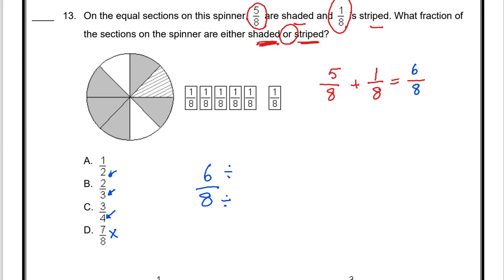Can you divide 6 by 4? No. So you cannot divide by 4. But we can divide by 2. 6 divided by 2 is 3, and 8 divided by 2 is 4. So the correct choice is C. Great work. Thank you, my hero.